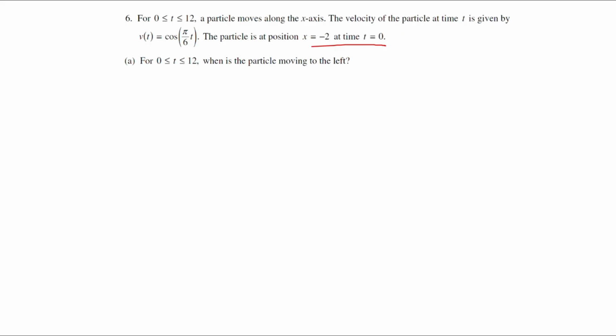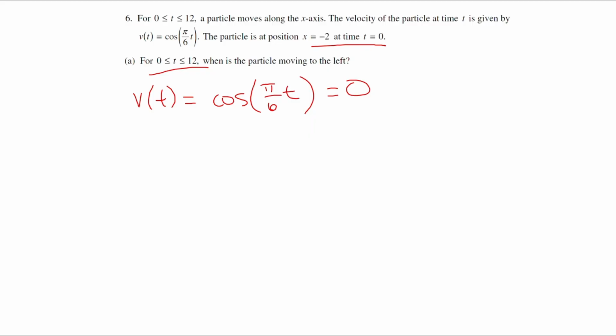Well, in order to figure out when a particle moves to the left or to the right, you need to see when its velocity is negative and when it's positive. And the only time it can change from positive to negative is when that velocity function, in this case cosine of pi over 6t, is equal to 0. So we're looking for all of the solutions to that on the interval 0 to 12, so that we can then test and see when it's moving left and when it's moving right.